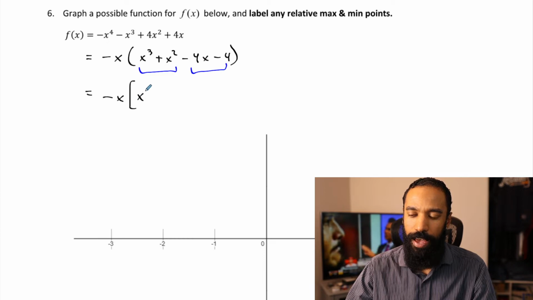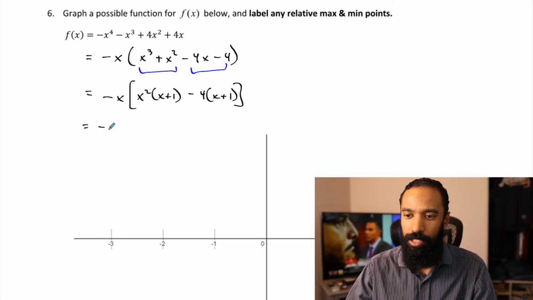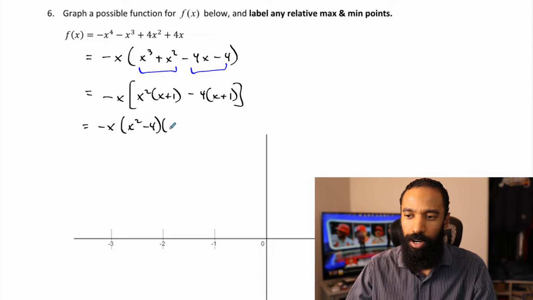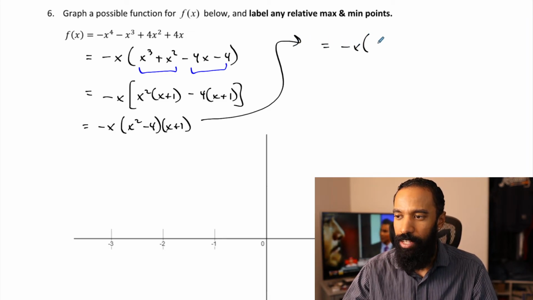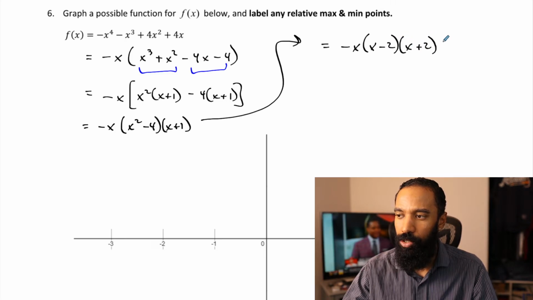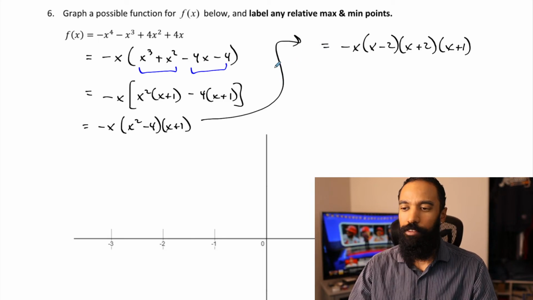And inside, if you factor an x squared out, you get x plus 1. And you factor a negative 4 here, you get x plus 1. And with that negative x on the outside still, as this keeps factoring, that's x squared minus 4 times x plus 1. Keep going. And that factors into negative x times difference of two squares, x minus 2, x plus 2, x plus 1. So there's the factored form.